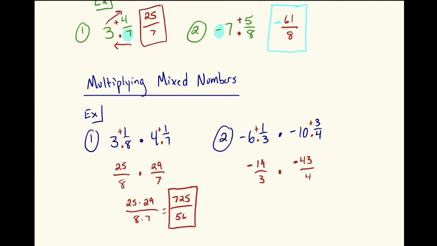We multiply these two, so to multiply them again, we just multiply negative 19 times negative 43, and then on the bottom, we multiply 3 times 4. So now, we just got to figure out what negative 19 times negative 43 is. That's going to be 817. And then on the bottom, we have 3 times 4 is 12.